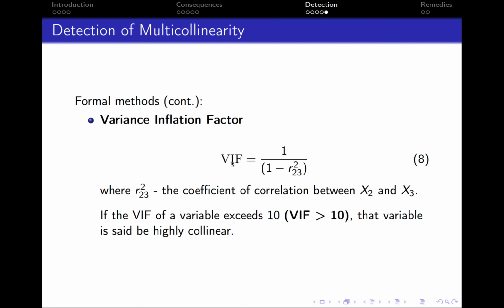So we'll just go into the variance inflation factor results and look at the values. And if the variance inflation factor of a certain variable exceeds 10, so if it is higher than 10, then we say that that variable is highly collinear. If it is lower than 10, then we say that the variable is not collinear and it can stay in the model.